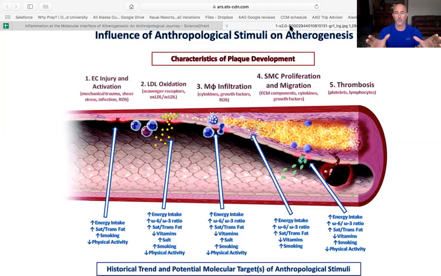All right, so you understand the process. We develop thickening of the wall. It's inflamed. It's got holes in it. It ruptures. There's a clot. The clot blocks off blood flow. What's downstream dies. This is what we're trying to avoid.